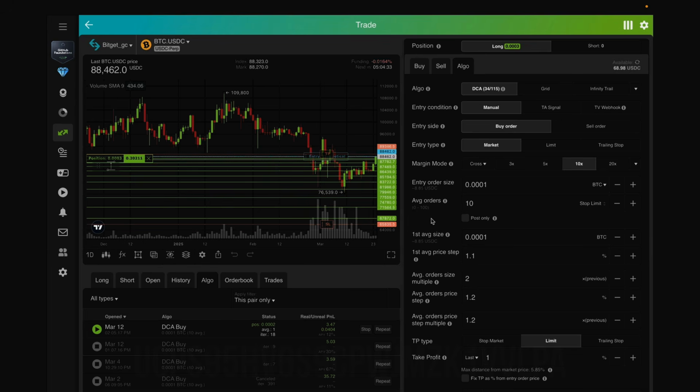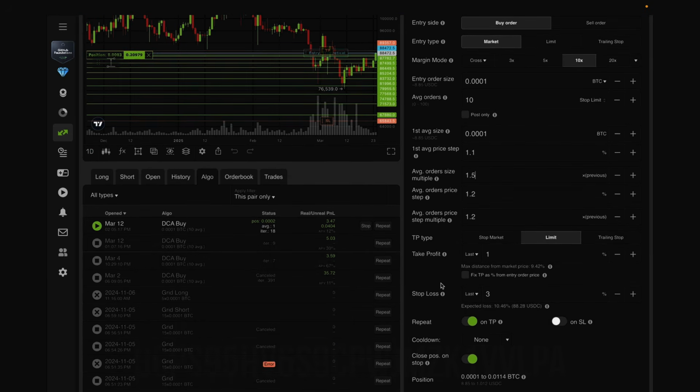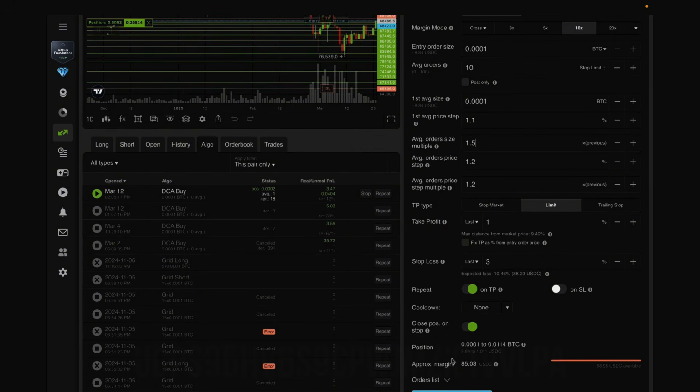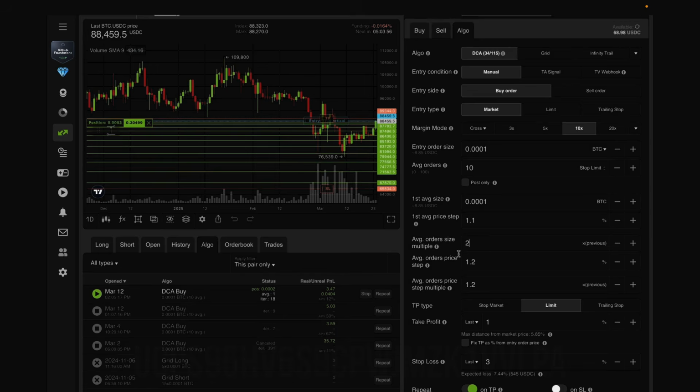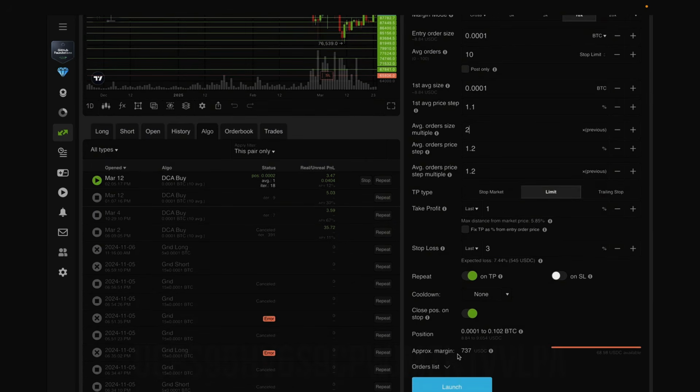However, the trade-off is that the funds required to cover all averaging orders increase significantly, even with a slight increase in the size multiplier. For example, with our current setup using a 1.5x averaging order size multiplier and 10x leverage, only 85 USDC is needed to cover all orders. However, if we increase the multiplier to 2x, the required funds jump almost tenfold to 737 USDC.